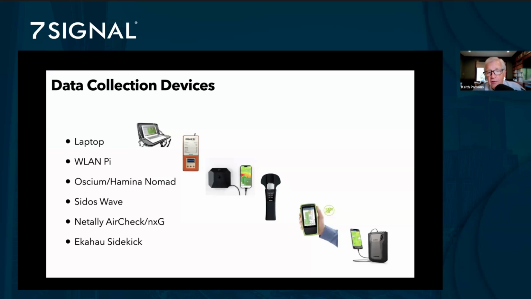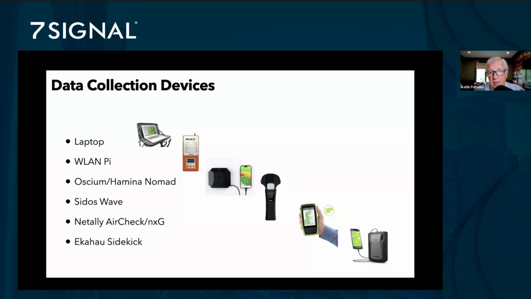Then we could go to one of these other tools, an Osmium Hamina Nomad. It has 4 radios, and each of those radios have tri-band. So I could be on any one of 2.4, 5, or 6 and be collecting 4 at a time. The Ekahau Sidekick... The CDOS Wave has 3 radios that can collect on up to 3 radios simultaneously. The NetAlly AirCheck has 2 radios, and so they can be collecting. One can be on 2.4 and one can be on 5 and collecting at the same time. An Echo Sidekick, like the Nomad, has 4 radios. They're all 3-band, so they can collect data all the time.